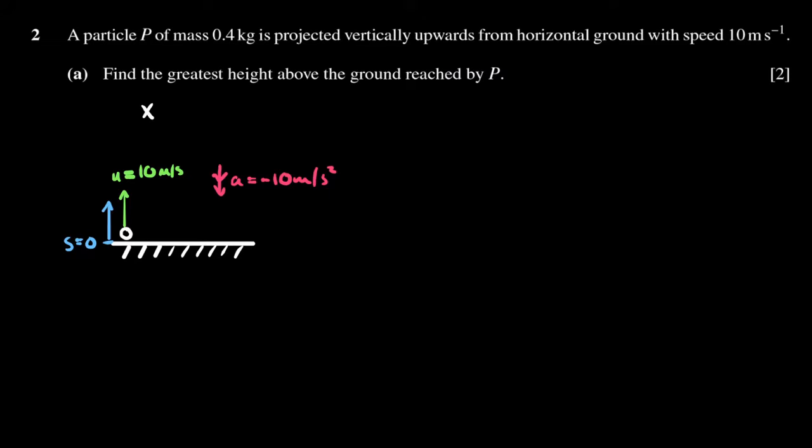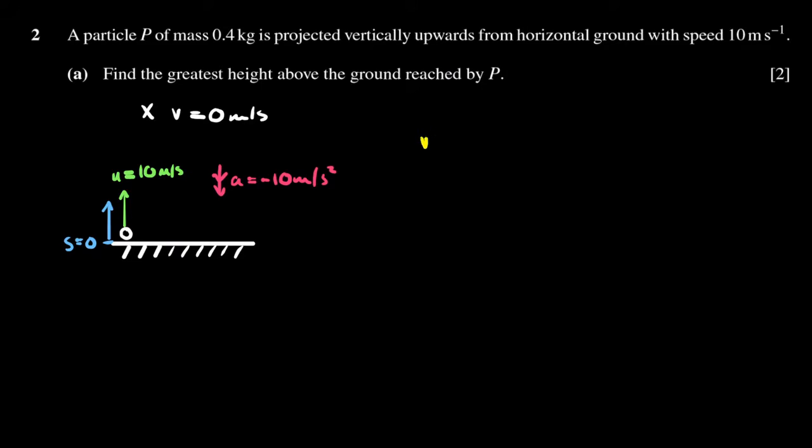Well, the maximum height is the point where velocity is equal to 0. If you think about that for a second, the velocity goes up, it's positive, and then as it comes down, it's going to be negative. So if it goes from positive to negative, it must have crossed through 0. So what can I do?